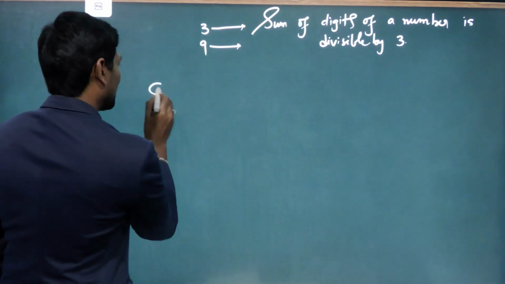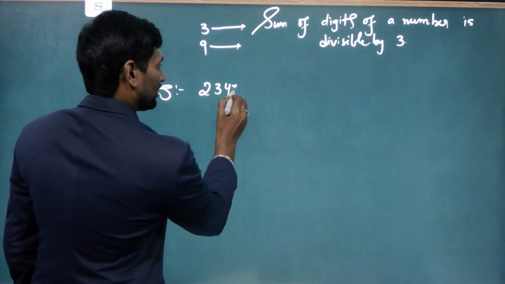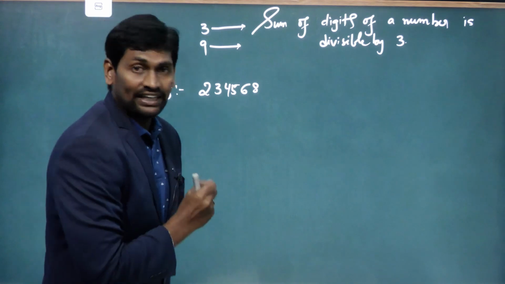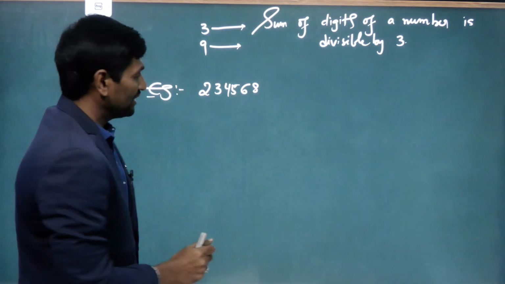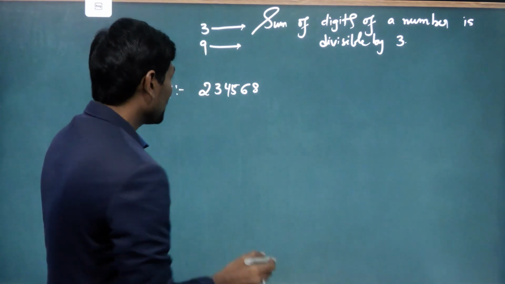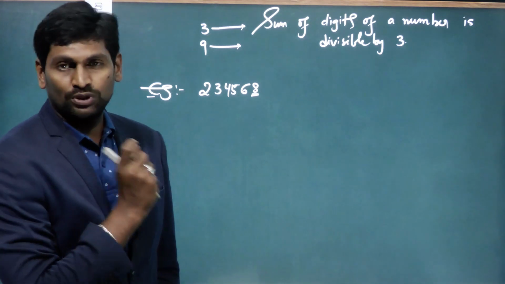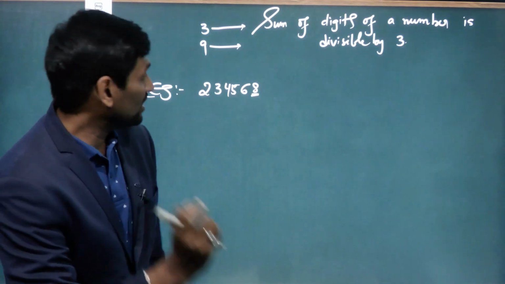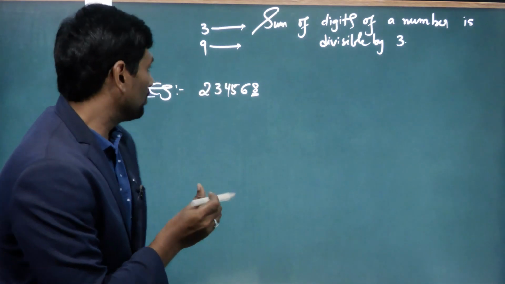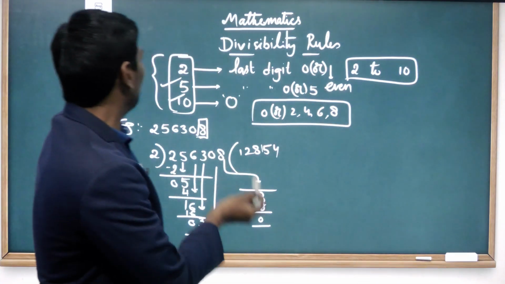Let us see one example here. For example, I am taking a composite number 2,34,568. While you are observing, is this number divisible by 2 or not? Yes, it is divisible by 2 because its units place digit is 8. 8 is an even number. So we can say the entire number is divisible by 2 table. We have discussed this in our previous divisibility rule.